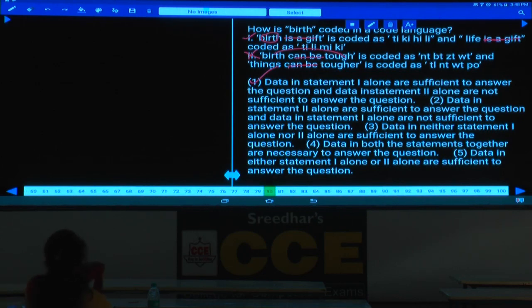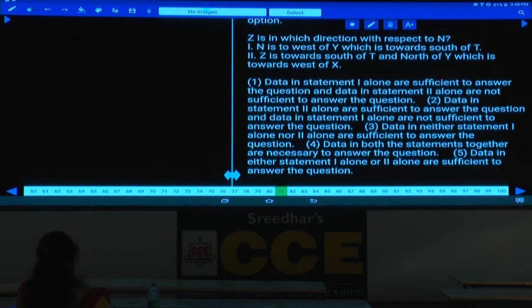Then 81st. Now in question number 81, Z is in which direction with respect to N? Z is in which direction with respect to N? This is how to represent the data. And N is to the west of Y. N is to the west of Y can be written like this. Y which is towards south of T. Y is towards south of T. Is there any information regarding the Z here? No information. Hence one alone is not sufficient.